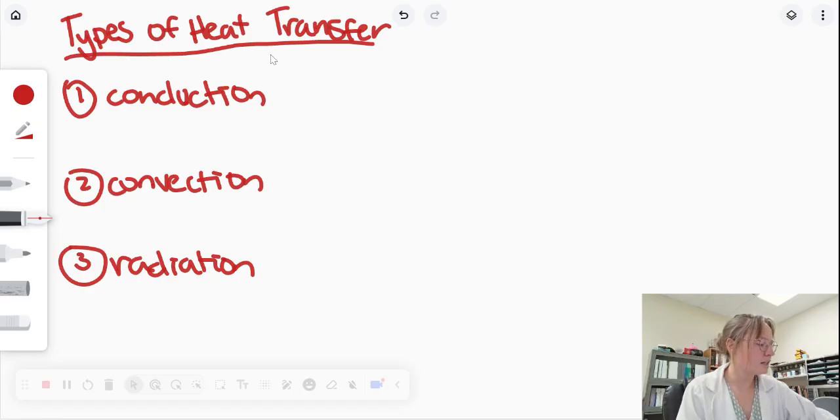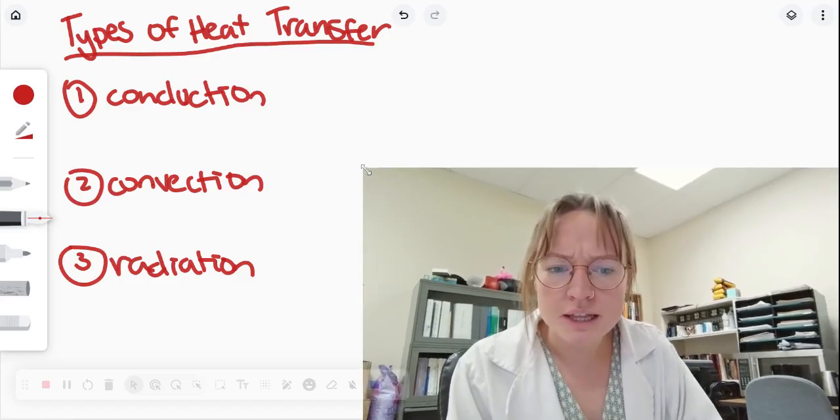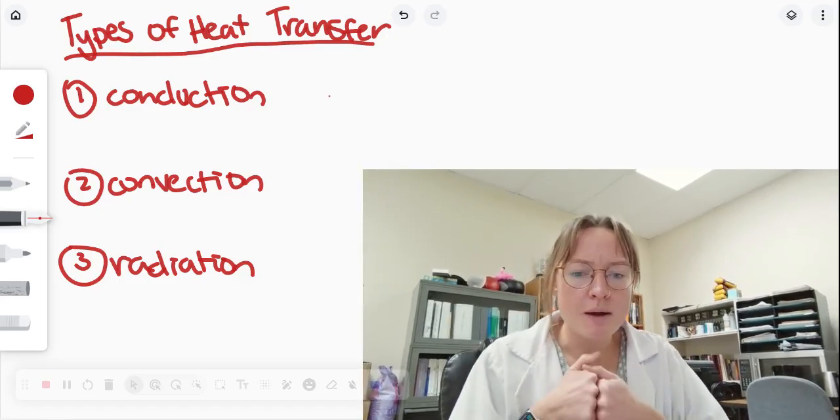Heat transfer by conduction is heat transmitted due to successive collisions with neighboring molecules and electrons. That's it. If you do need to pause the video, get it written down, make sure that you do get that definition down, and let's talk a little bit about what happens.